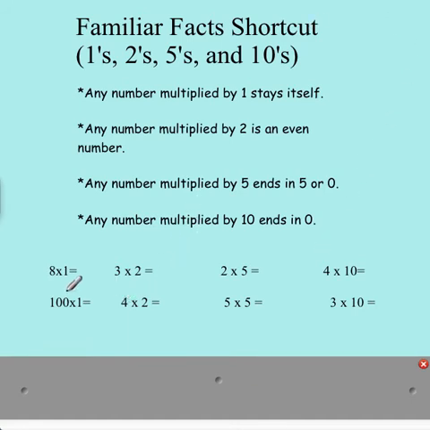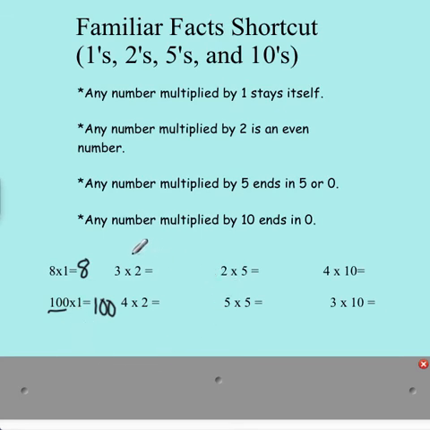The first one is the multiplying by 1 shortcut. 8 times 1. Any number times 1 is always going to give you the number you start with. This is really saying I have one number 8, which means I have 8. Okay, another one, 100 times 1. I really am saying I have 100, which gives me the number 100. So remember that anytime you see something times 1, your answer is always going to be what you started with.